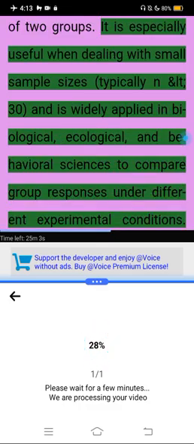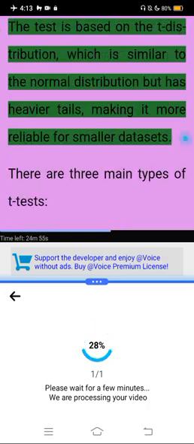It is especially useful when dealing with small sample sizes, typically n < 30, and is widely applied in biological, ecological, and behavioral sciences to compare group responses under different experimental conditions. The test is based on the t-distribution, which is similar to the normal distribution but has heavier tails, making it more reliable for smaller datasets.